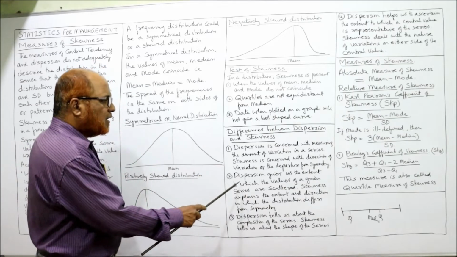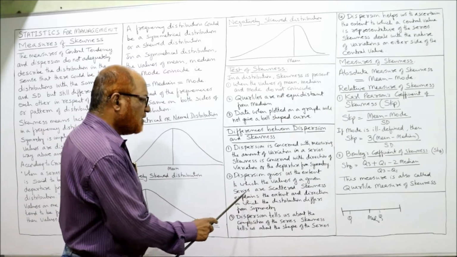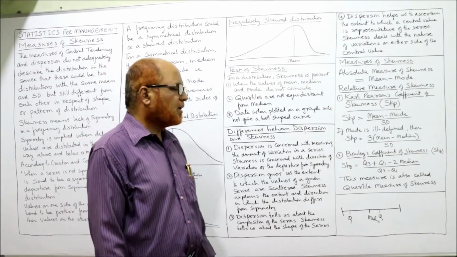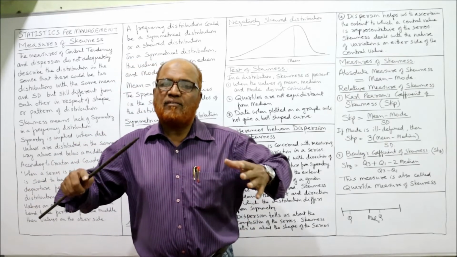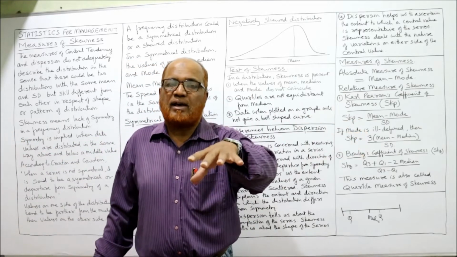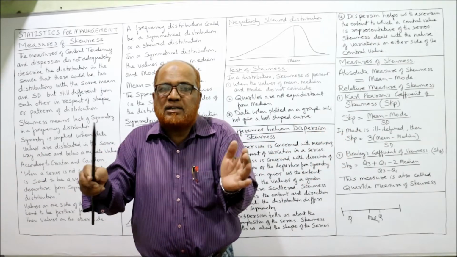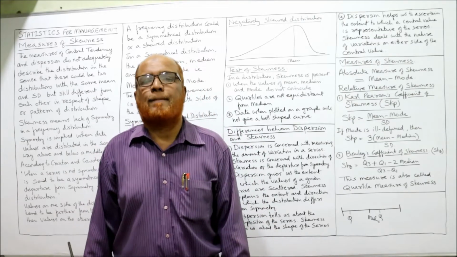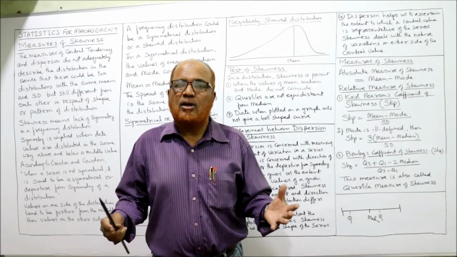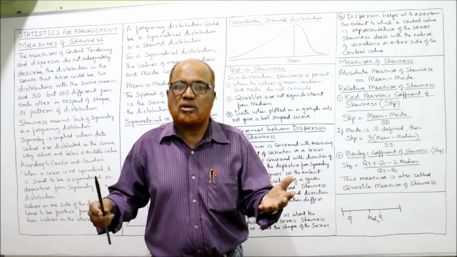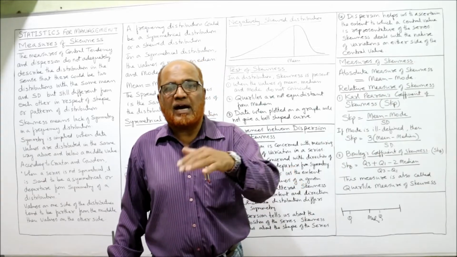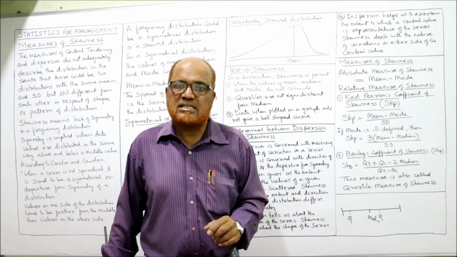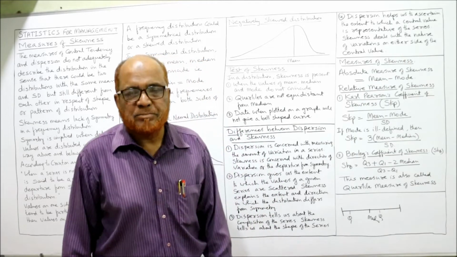First difference. Second, dispersion gives us the extent to which the values of a given series are scattered. Skewness explains the extent and direction in which the distribution differs from symmetry. How the values are scattered, whether they are more scattered from the central value or very much clustered around the central value, that is the only thing we can get from dispersion. But skewness will tell not only the distribution but also the direction: whether the items are more on the left side or more on the right side. That will be explained by skewness.